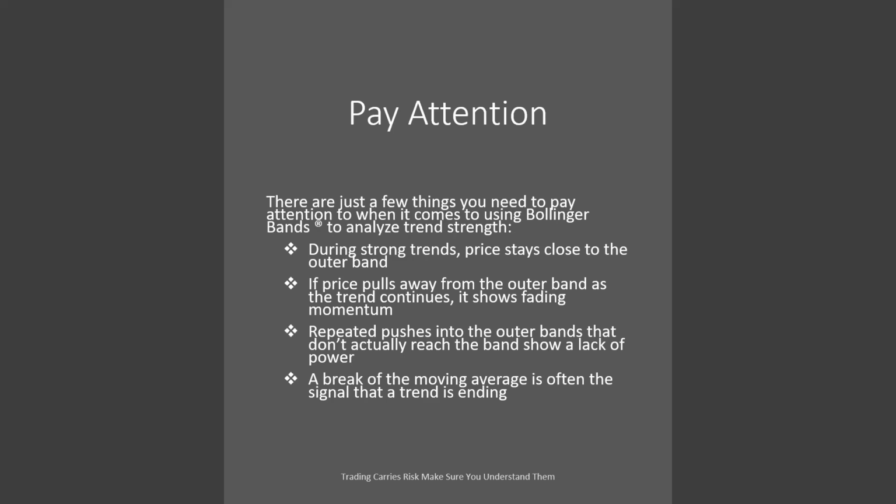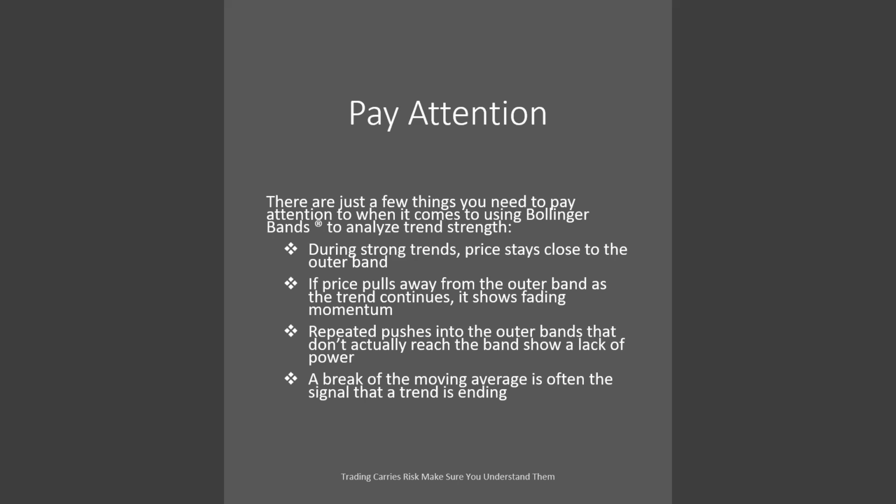So these are the few things we want to pay attention to when using Bollinger Bands. During strong trends, price stays close to the outer band. So during an uptrend, price should stay close to that upper band. During a downtrend, it should stay close to the lower band. If price pulls away from the outer band as the trend continues, it shows fading momentum.